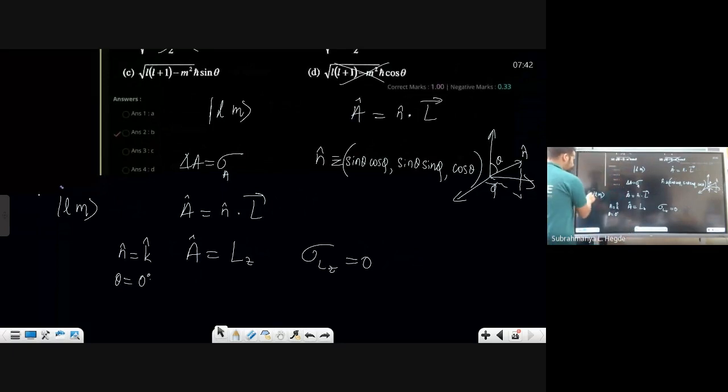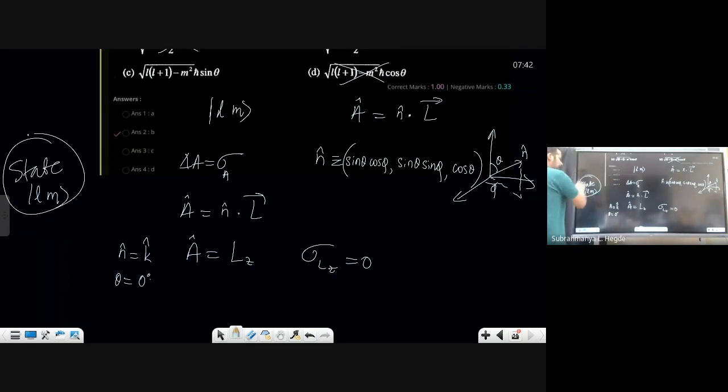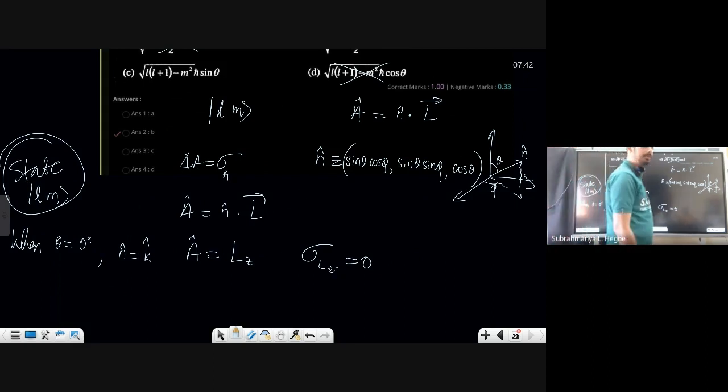Don't forget our state is this one, which is a simultaneous eigenstate of L square and Lz. When theta equals 0, n cap is equal to k cap, then a cap is nothing but Lz, and sigma Lz equals 0. So you can avoid two options over there.